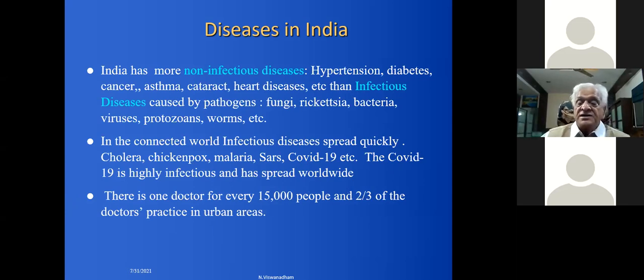The problem in India is that there is one doctor for every 15,000 people, and two-thirds of the doctors practice in urban areas, whereas the rural population is almost 80%.